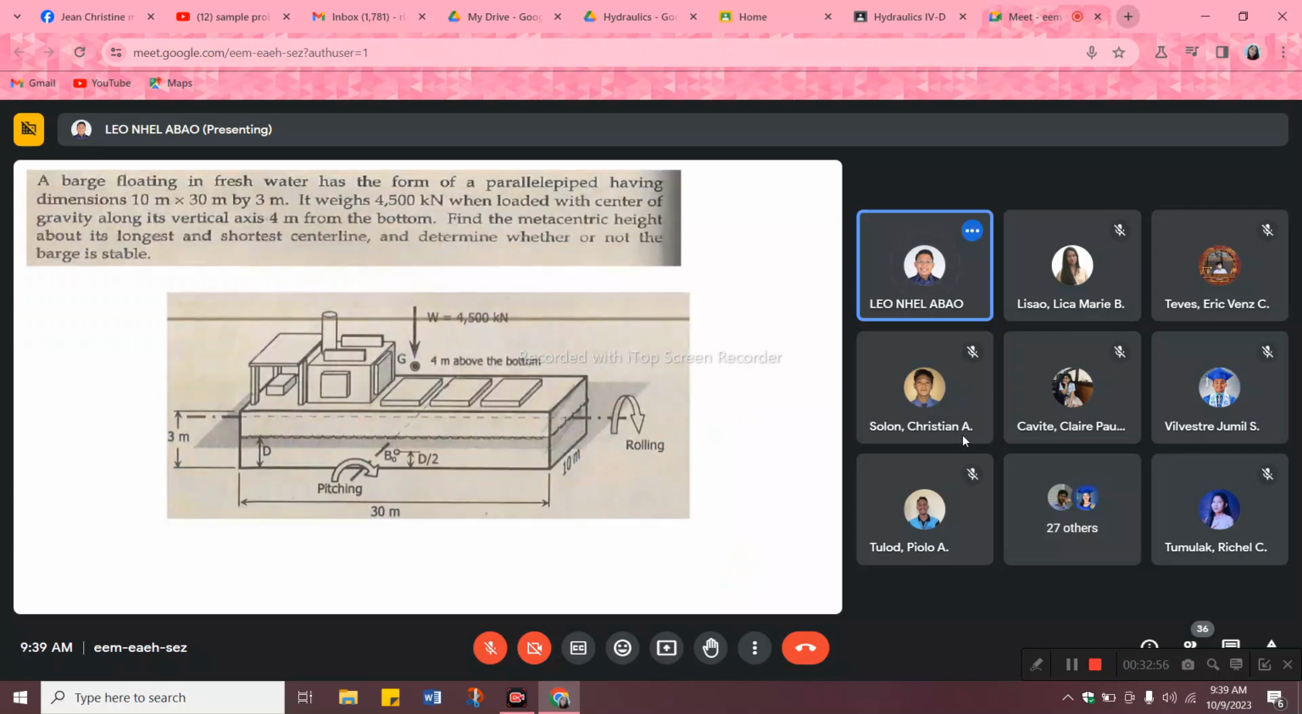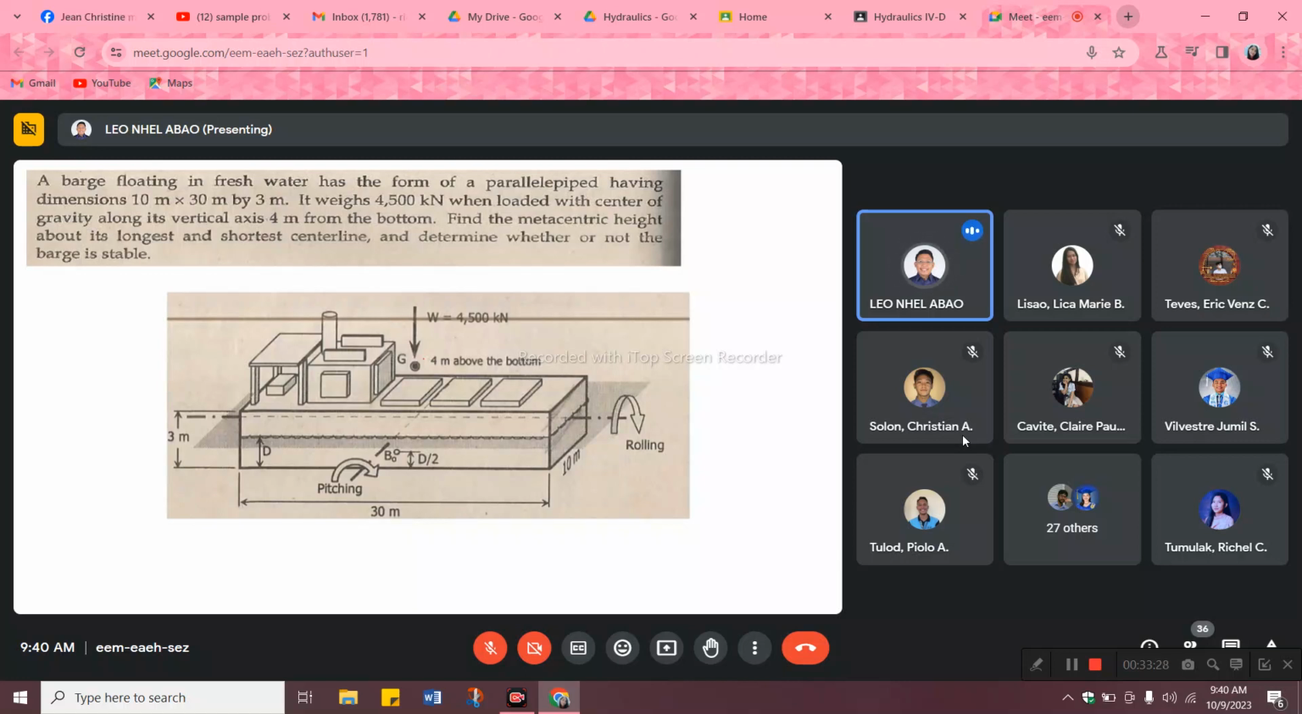So this one. We have a barge floating in fresh water and has the form of a parallelepiped, having dimensions 10 meters by 30 meters by 3 meters, and it weighs 4,500 kN when loaded with the center of gravity along its width. So given na po ito ang location sa center of gravity. This is 4 meters from the bottom. Okay, so the bottom of the barge, 4 meters above niya, dira located ang center of gravity.